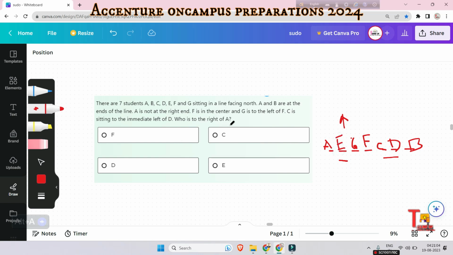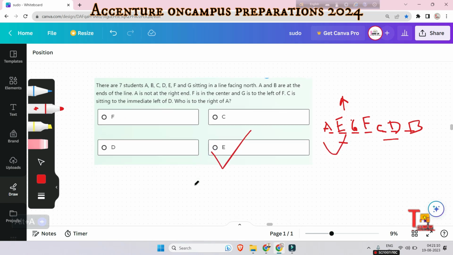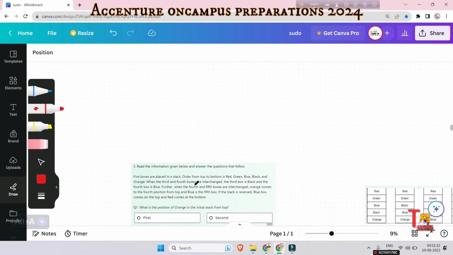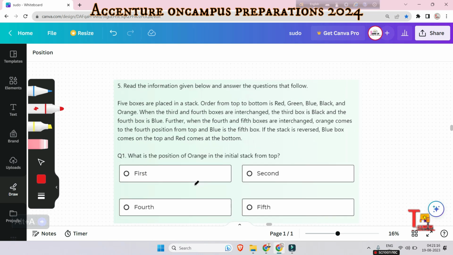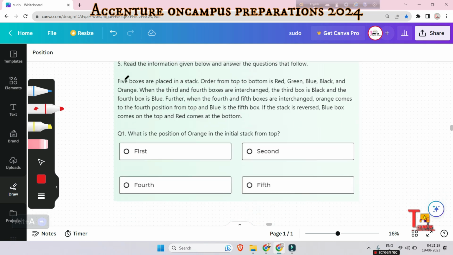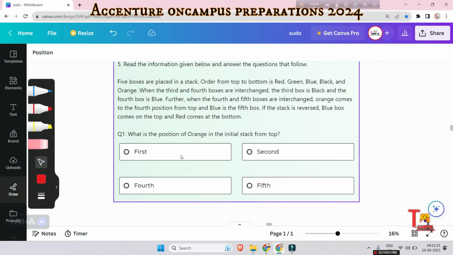Who is to the right of A? Who is to the right of A? That is E, right? So the answer will be E. So this way, those who have imagination power can actually win, right? So read the question carefully and give the answer. I am giving you a trick so that you can solve the problem easily.